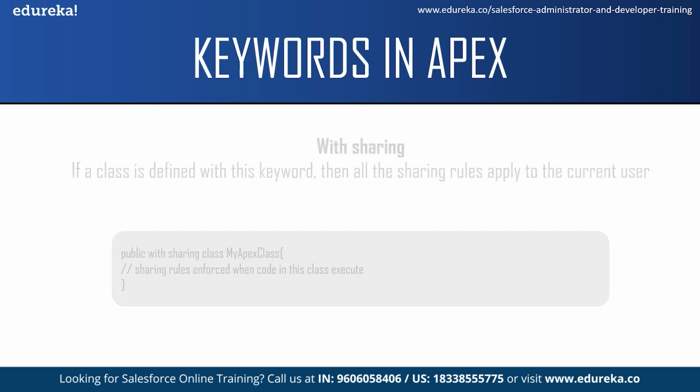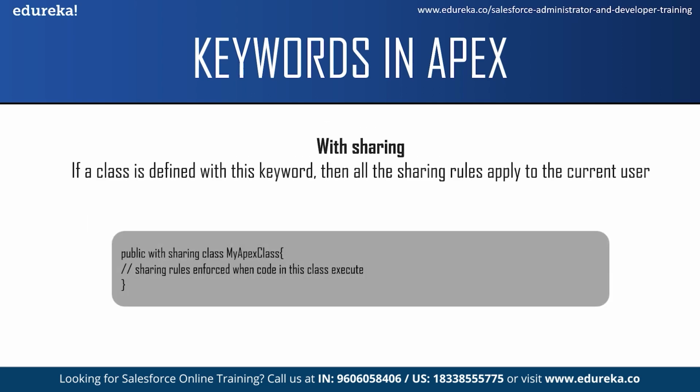After the return keyword, we have the with sharing keyword. Now if a class is defined with this keyword, then all the sharing rules of the class apply to the current user. Explicitly setting this keyword ensures that the Apex code runs in the current user context. Now this is the syntax for the sharing keyword. First is the access specifier, which is public in this case. Then is the with sharing keyword, followed by the class keyword and the class name.